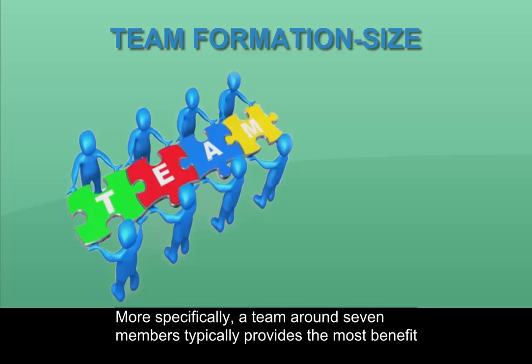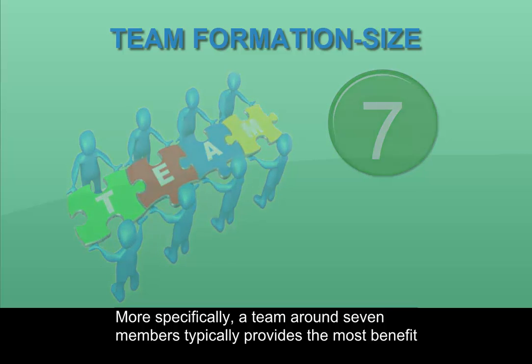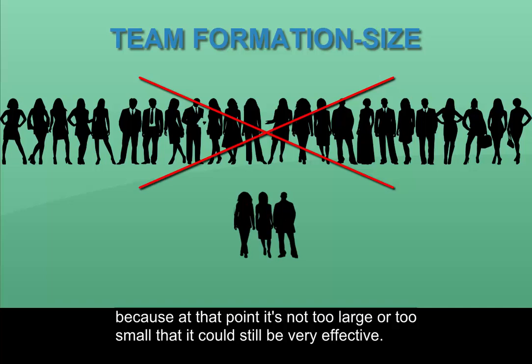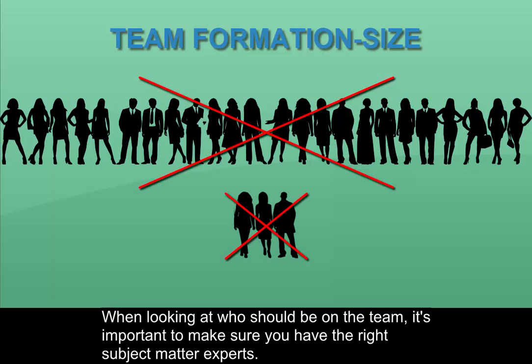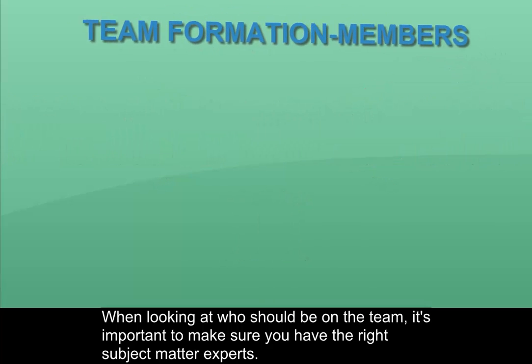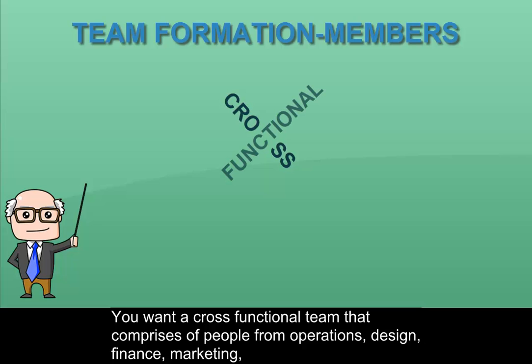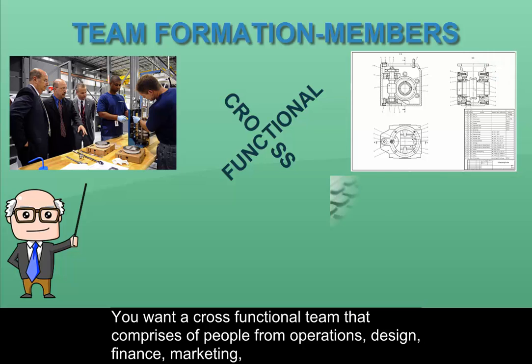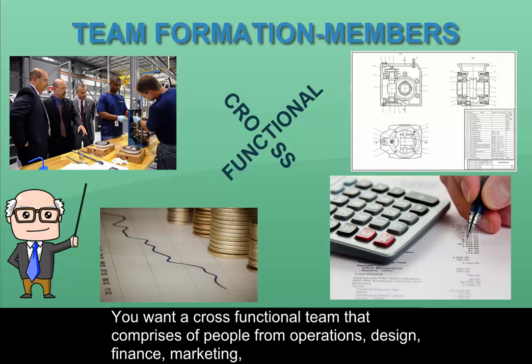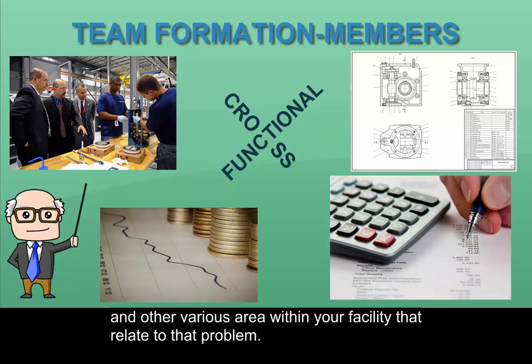members, and more specifically, a team around 7 members typically provides the most benefit because at that point it's not too large or too small that it could still be very effective. When looking at who should be on the team, it's important to make sure you have the right subject matter experts. You want a cross-functional team that comprises people from operations, design, finance, marketing, and other various areas within your facility that relate to that problem.